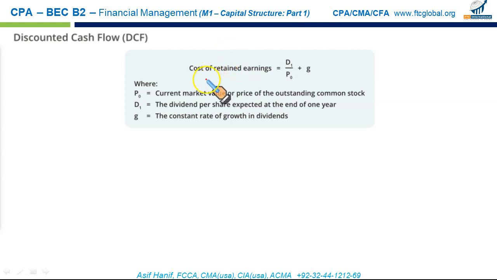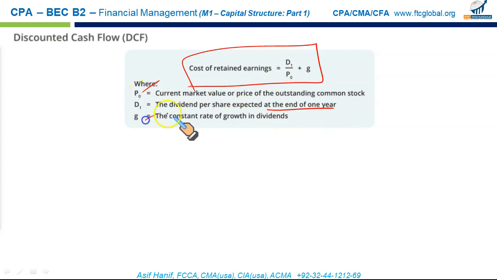So there are two versions to this formula. Cost of retained earning is equal to D1 upon P0 plus G. D1 represents the dividend that is going to be paid at the end of 1 year, the next dividend. P0 is the current share price. G is the constant growth rate in dividends.